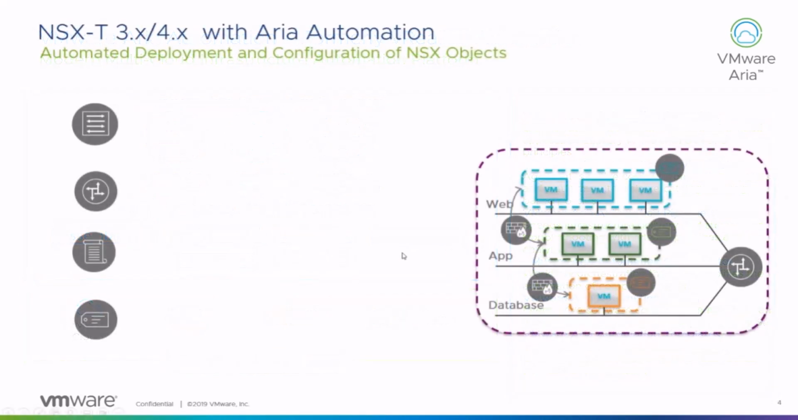All right, so starting with the big one here is the NSXT, whether you're on a 3.x or 4.x. When it comes to Aria Automation, we can easily create cloud accounts for NSXT. And this really allows us to do automated deployment and configuration of NSX objects. So if we talk about NSX and what it provides today in terms of constructs, we see that it provides and supports segments, which are the networks that it can create, and gateways, distributed security policies, and security tags.